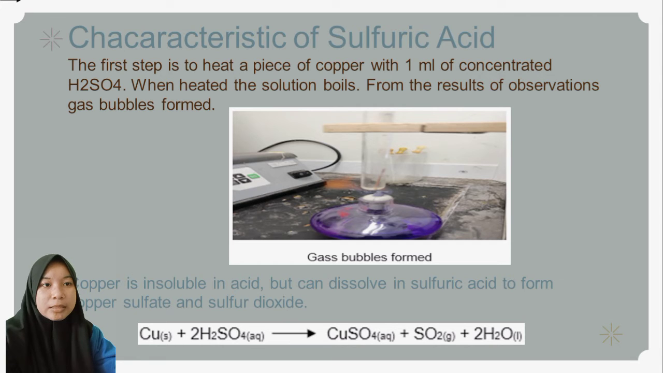And next, characteristics of sulfuric acid. The first step is to heat a piece of copper with 1 ml of concentrated sulfuric acid. When heated, the solution boils. From the result of observation, gas bubbles form. And copper is insoluble in acid but can dissolve in sulfuric acid to form copper and sulfur dioxide.